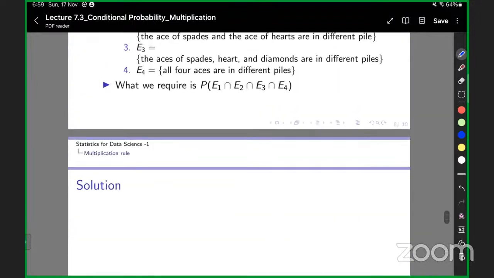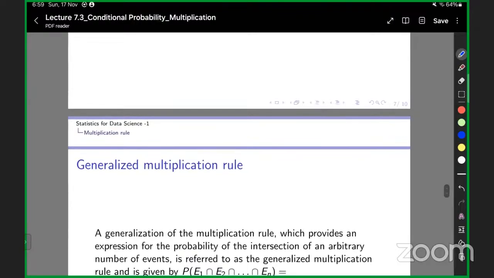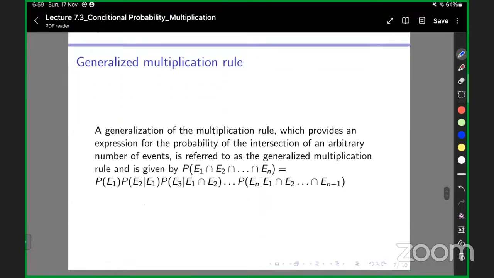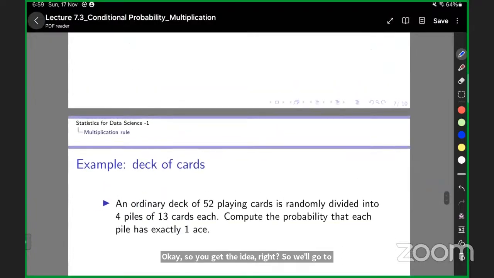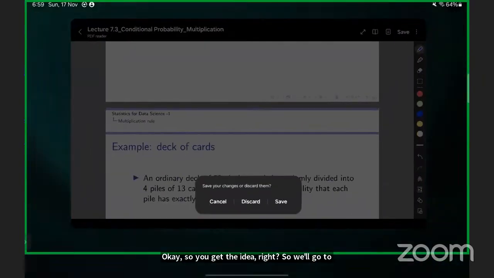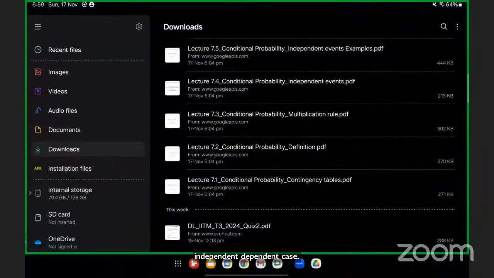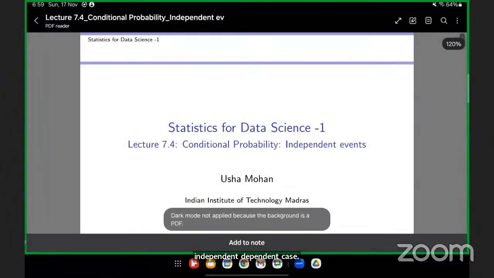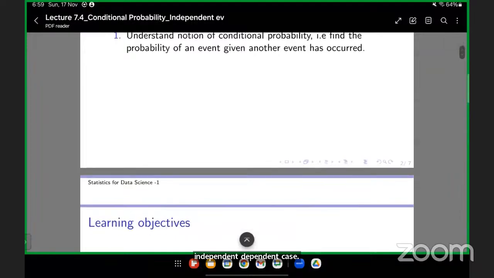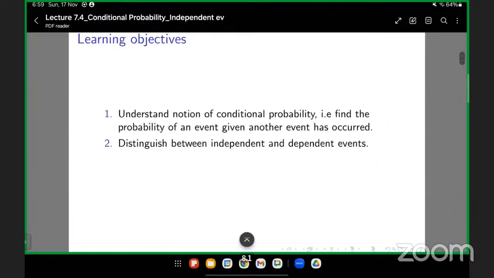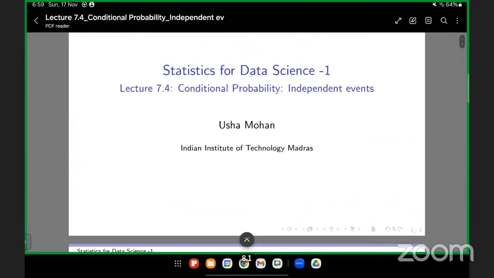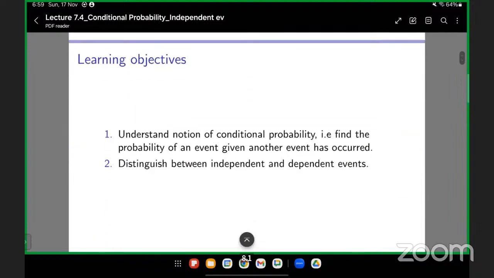Let's do this question. Okay, so you get the idea, right? So we'll go to independent and dependent case. Sir, my question in activity 8.1. Okay, we'll cover that later. Okay sir, let me complete this. I'll cover that.